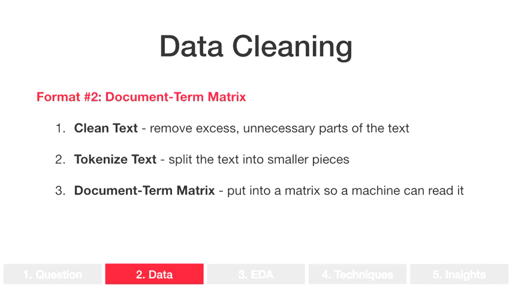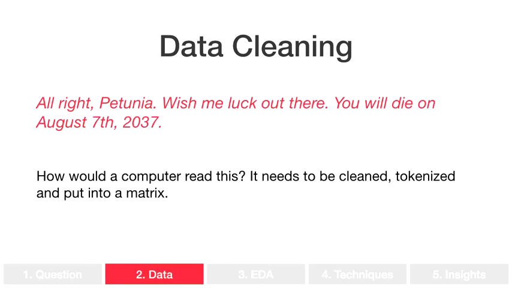So the second thing we're going to create is a document term matrix. And this is a little bit more complex. The things we need to do here are, first, clean our text, then tokenize it, and then finally put it into matrix form. So let's walk through this step by step.